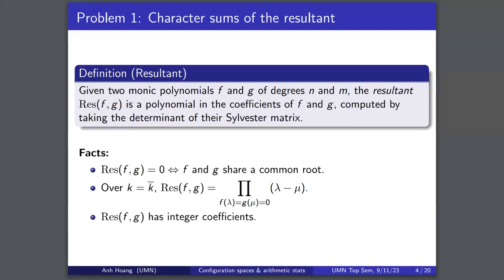The resultant also has a formula given by the product of differences of the roots of the two polynomials. Here you can see that lambda is taken from the roots of f, and mu is taken from the roots of g. You take the product of all of those differences. And this can be taken over any algebraically closed extension of the base field K. And most importantly, as I said, it's a determinant of a matrix that has just a bunch of coefficients, so it has integer coefficients in terms of the variables of the coefficients of f and g. And that's when you can take it over F_q.